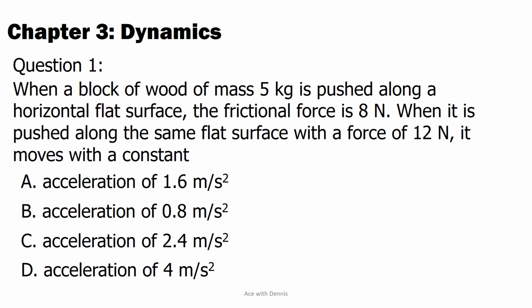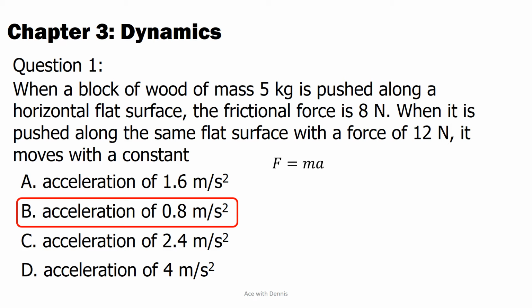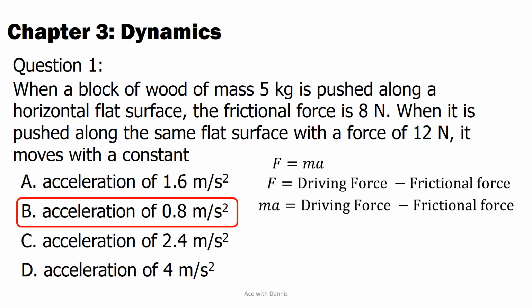The answer is B. Acceleration of 0.8 meters per second square. Resultant force, F, equals ma. Resultant force, F, also equals driving force minus frictional force. Hence, ma equals driving force minus frictional force. By substituting the given values into the equation, we get acceleration equals 0.8 meters per second square.